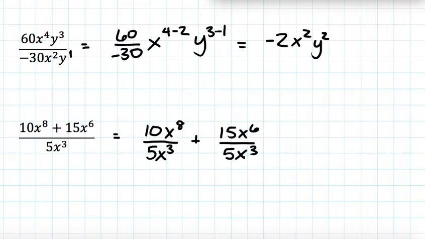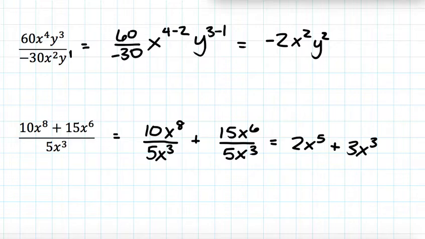Now I'm going to simplify each of these separately. So for each one, I'm going to go through the steps that I went through above. So I'm going to do 10 divided by 5, which is 2. And then I'm going to have x, and then subtracting exponents, 8 minus 3 is 5. Then I'm going to have a plus sign, and then I just simplify the next one. So 15 divided by 5 is 3, and then x, 6 minus 3 is 3. So that'll be my answer.